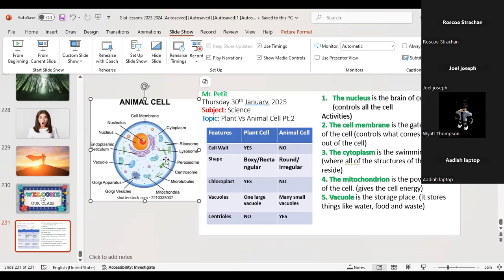Go ahead, Madeline. What do we know about the mitochondrion? The mitochondrion is the powerhouse of the cell. Very good. It's the powerhouse of the cell. And what do we know about the vacuole? Madeline, what do we know about the vacuole? The vacuole is the storage place. Very good. It stores things like water, food, and waste. Very good.